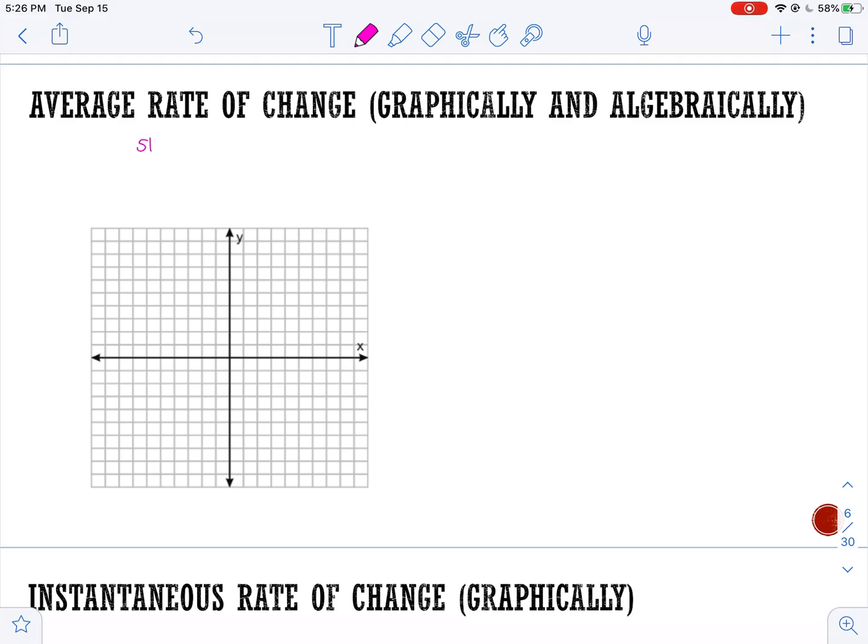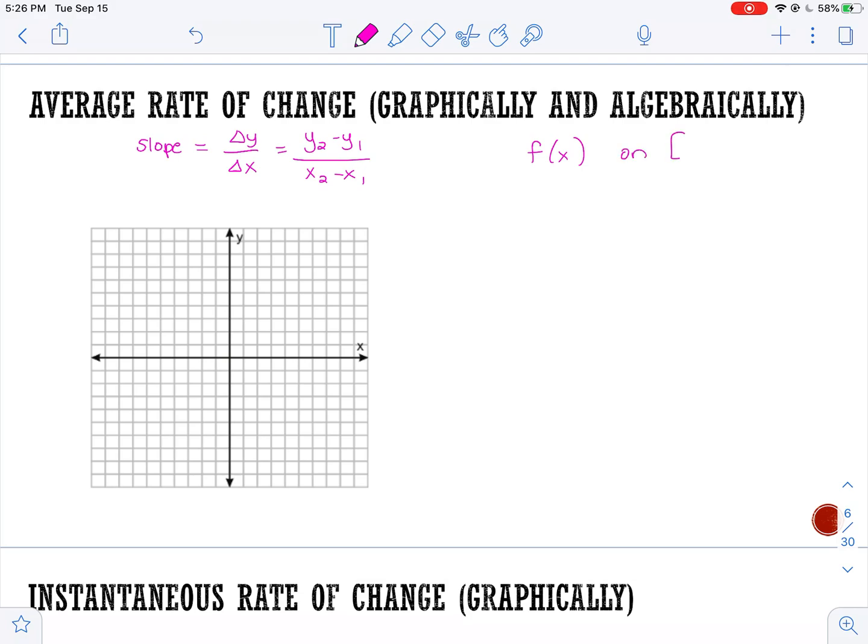I think we covered this in our pre-calculus notes, but average rate of change is just another way of saying finding the slope between 2 points. And so our slope is the change in the y values over the change in the x values, or if you remember your slope formula, it's y2 minus y1 over x2 minus x1. But today we're going to talk about it in terms of function notation.